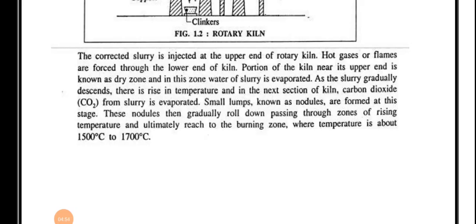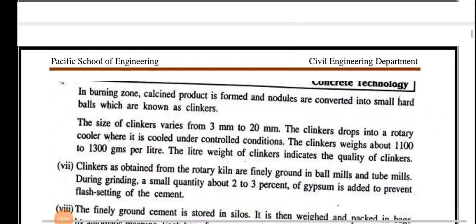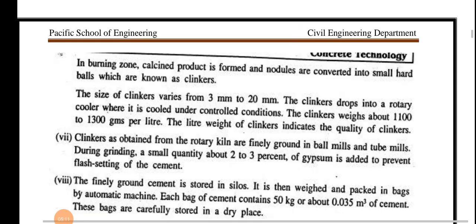Small lumps known as nodules are formed at this stage. These nodules then gradually roll down, passing through zones of rising temperature, and ultimately reach the burning zone, where the temperature is about 1500 to 1700 degrees Celsius. In the burning zone, the calcined product is formed and nodules are converted into small hard balls, which are known as clinkers. The size of clinkers varies from 3 mm to 20 mm.